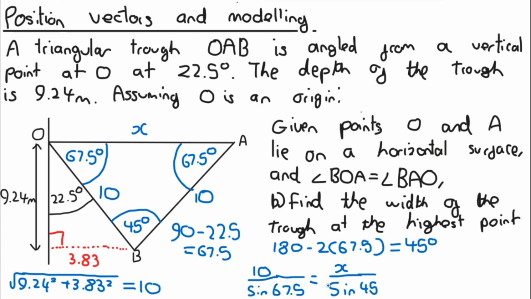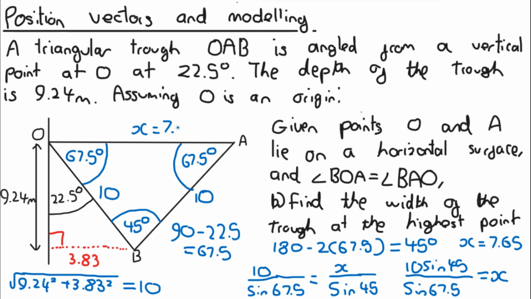Times both sides by sin 45 to get 10 sin 45 over sin 67.5, which is equal to x, and if you solve that in a calculator, you should get out that x is equal to 7.65, and that's the width of the trough, and that's the final answer.